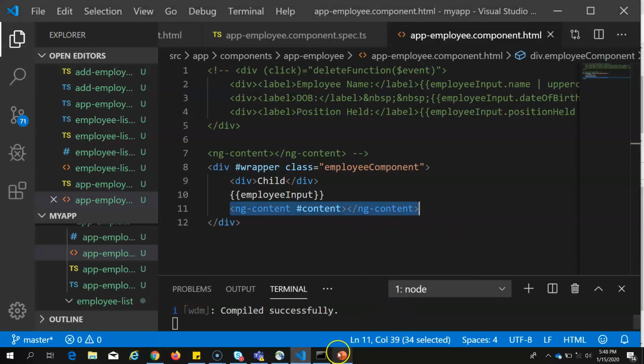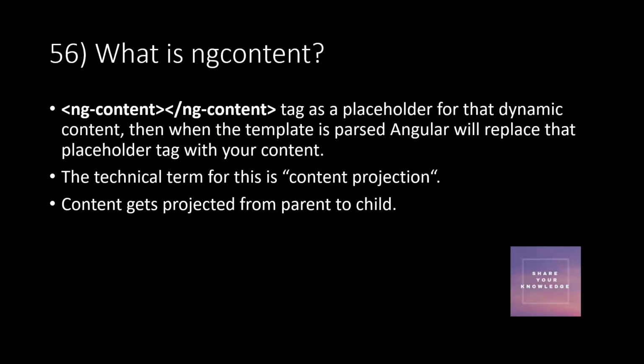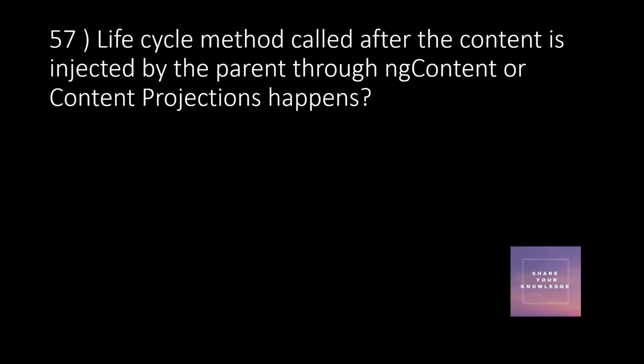Hope this is clear for you. So this can be an important question. Using ngContent, the dynamic content gets projected from the parent to the child. So what is the lifecycle method called after the content is injected through ngContent, or content projection happens? After this content is projected, what lifecycle hook is called?